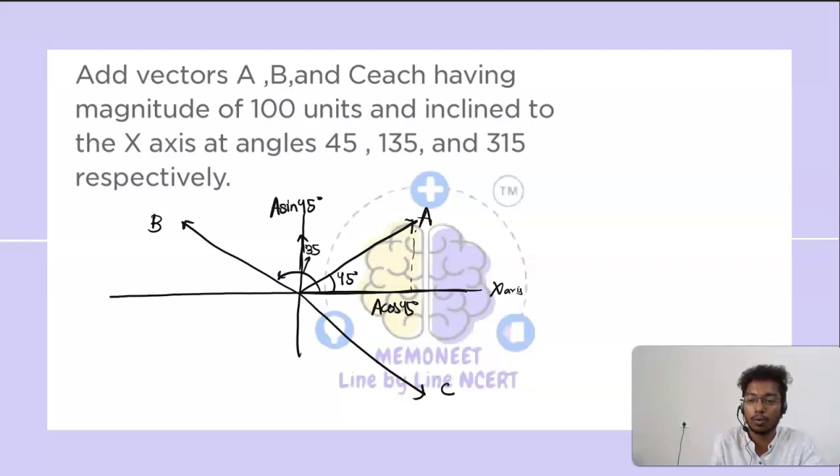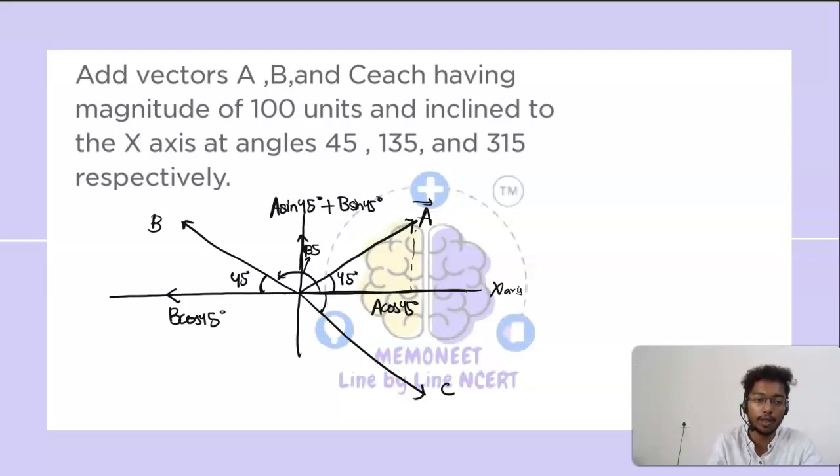This angle is 135 degree from the x-axis, and if we find out, this angle will be 45 degree, because 180 minus 135 means 45 degree. So this will be B cos 45 degree, and here it is A sin 45 degree because of the vector A, and for the vector B we have B sin, sorry, B sin 45 degree. Okay, and here it is also 315 degree.